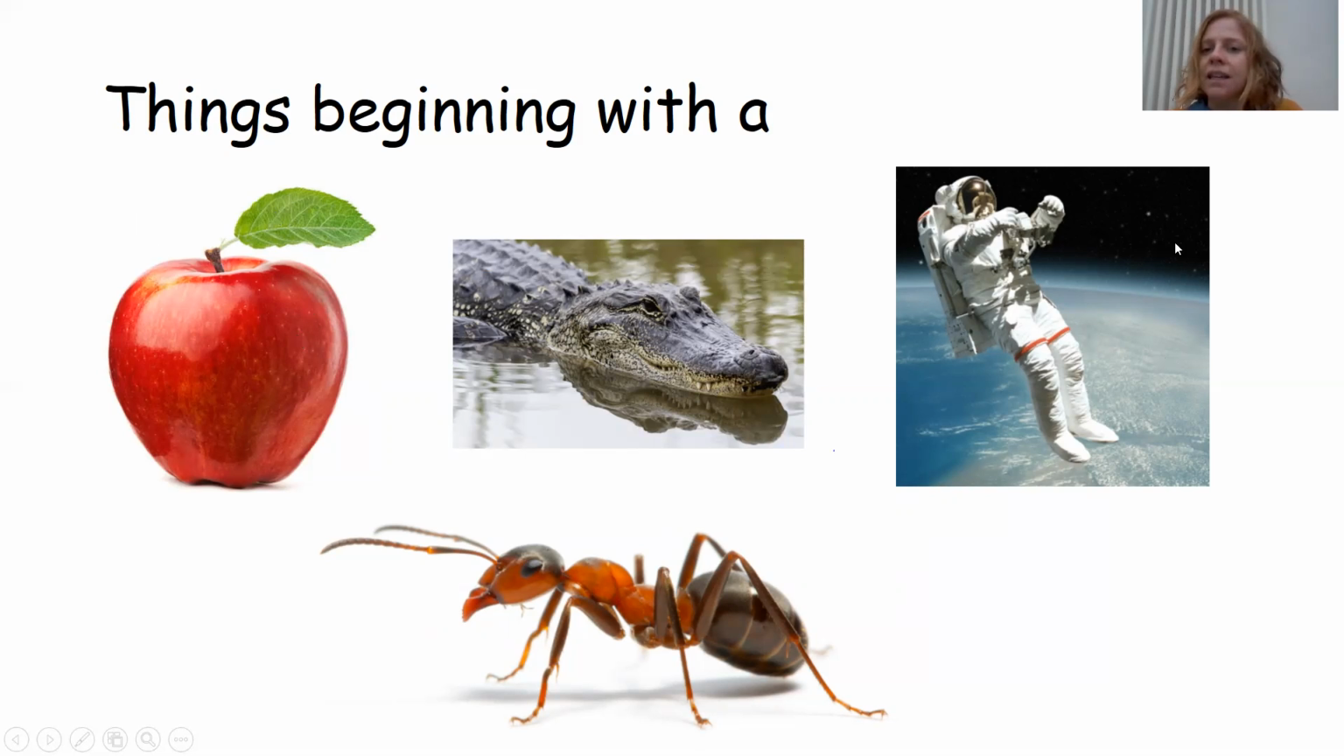On the end here, the man floating in space. Well, it could be a lady. The person floating in space. Astronaut. And down at the bottom, what do you think this is? Are you saying insect? Insect, because that's not an a. Or did you say ant? Well done if you said ant.